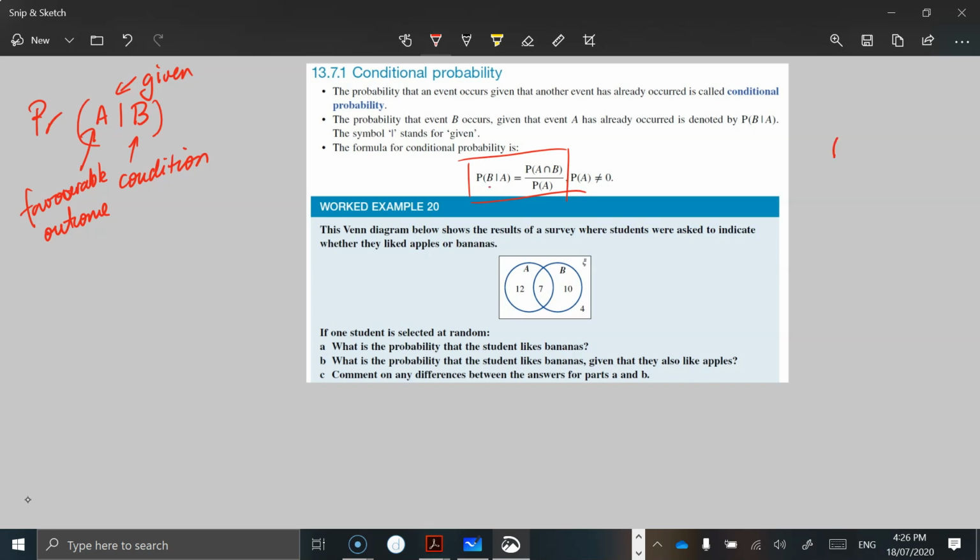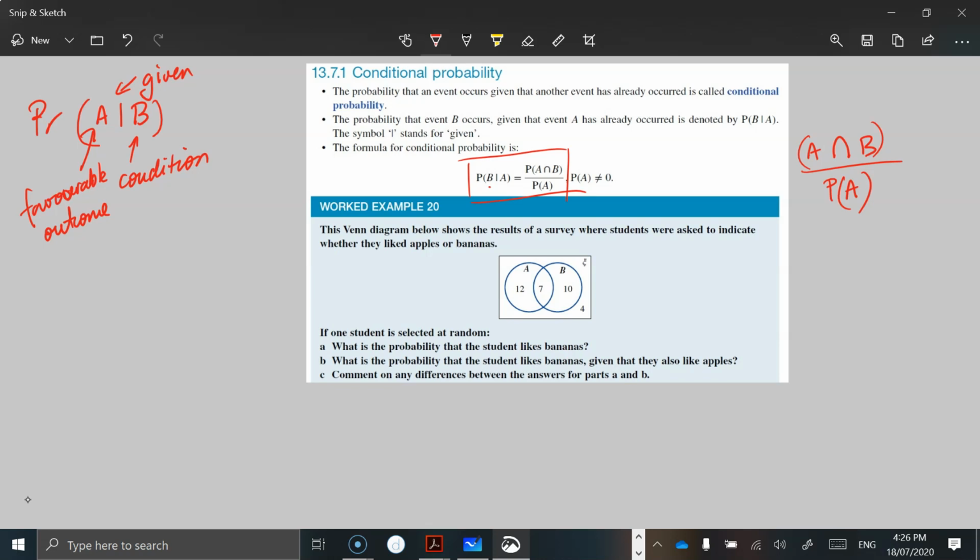Obviously you know what that means, and that is the intersection. So to work out the intersection of something, and then you divide it by the probability of the first event occurring. Okay, so let's have a look at this.